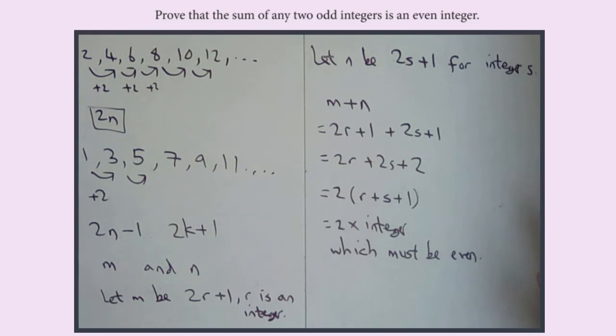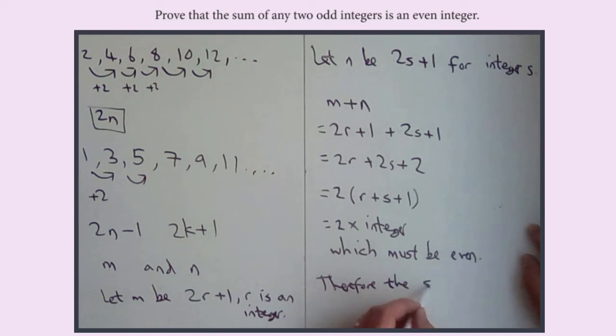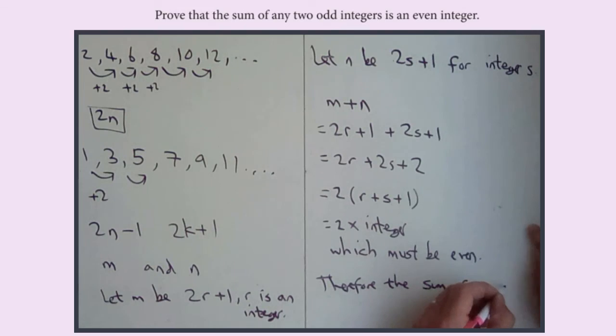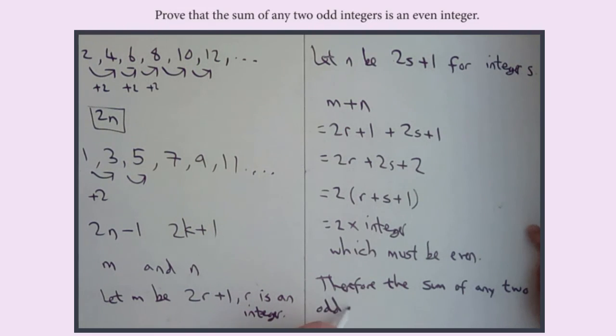So if we just finish it, therefore the sum of any 2 odd numbers is an even number, or is even.